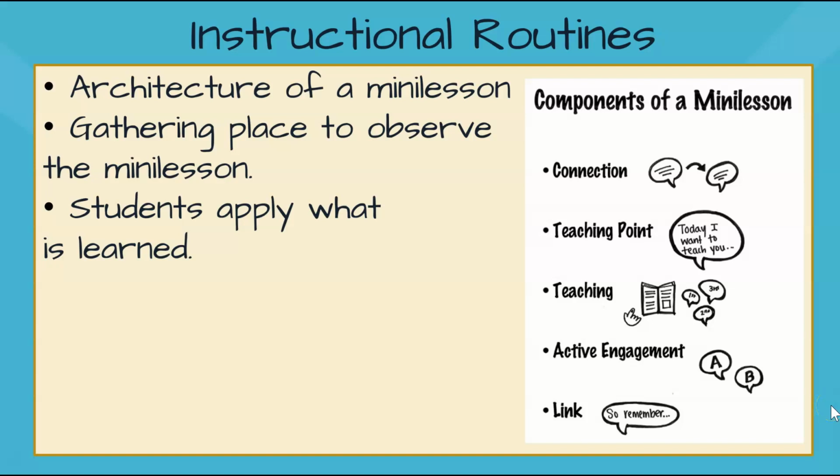The components of a mini lesson consist of a connection, a teaching point, the actual teaching, active engagement, and a link. The workshop itself begins when teachers use an attention-getting signal to secure students' attention and ask them to convene. The signal must be obvious and meaningful to students. Show students what you expect as they gather and what materials to bring with them. Once at the gathering area, model what they will do as you deliver the mini lesson.